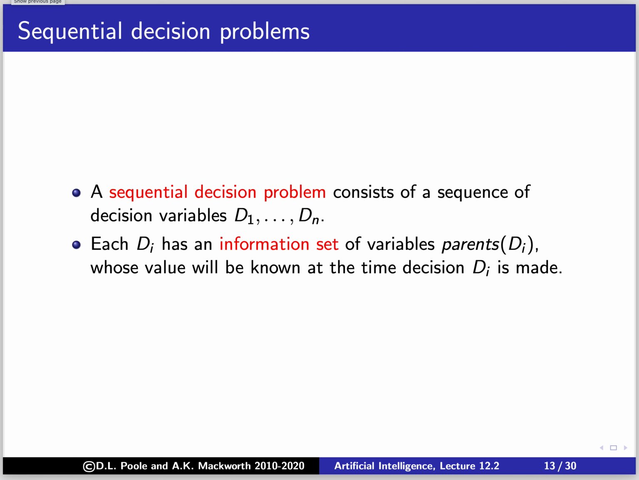We're going to have a sequence of decision variables D1 to Dn. Each of these decision variables has an information set of variables, which we're going to call the parents of the decision variable, whose values we're going to know at the time we're making that decision. So we're going to model what information will be available when I get to make a decision.